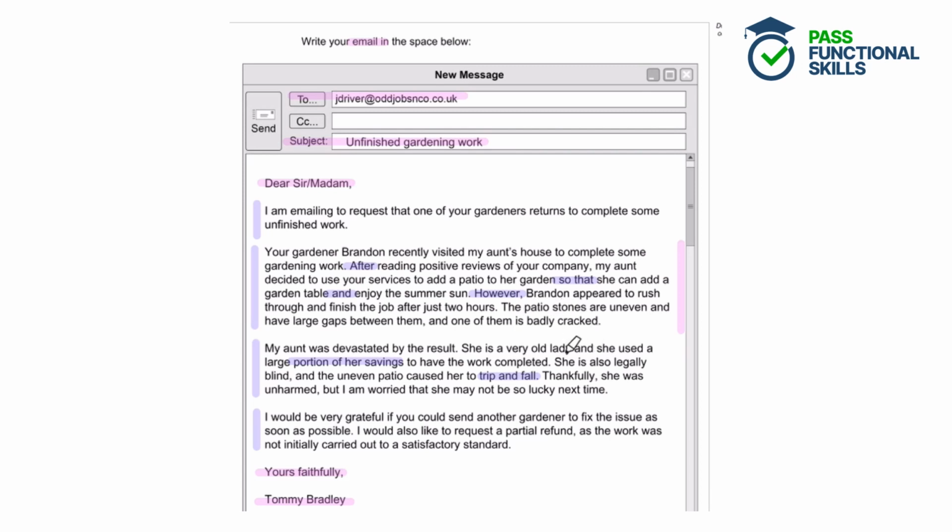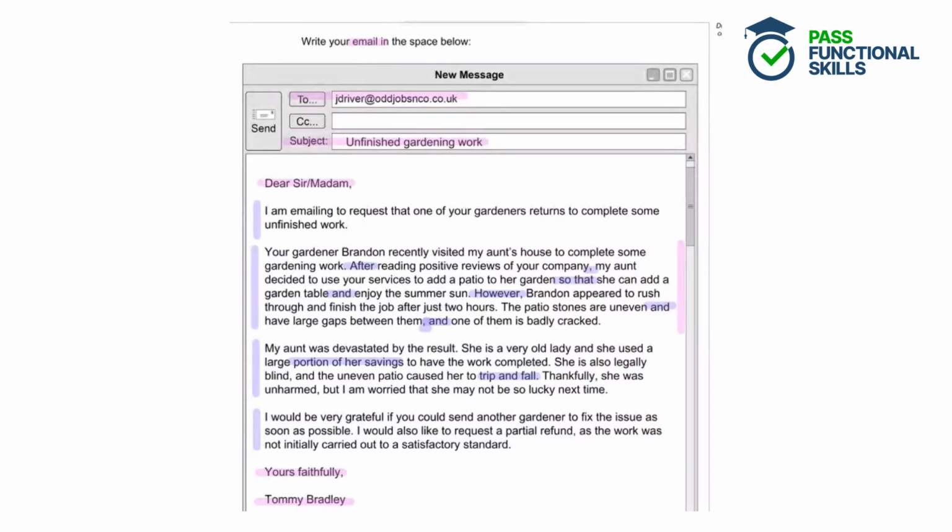The patio stones are uneven, and then we have another and here to add some additional information to this final sentence. And we've got another and there. And we've also got commas that add additional information as well. So we've got a comma here, and we've got one here as well. So try to use as many connective words and commas as is reasonable in your answer to make sure that the examiner can see that you understand how different things link together and you can build on your ideas.